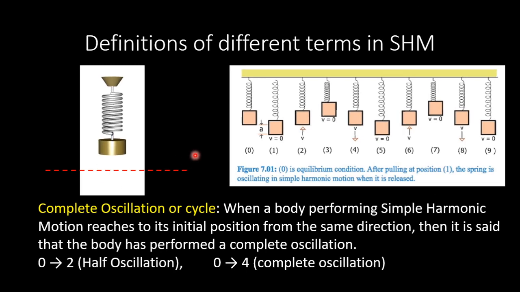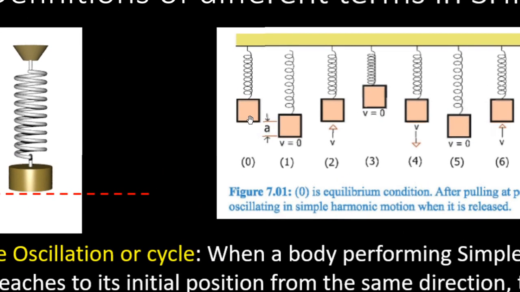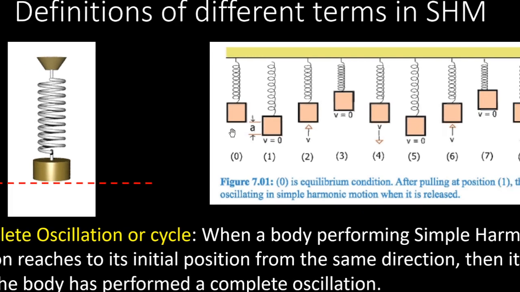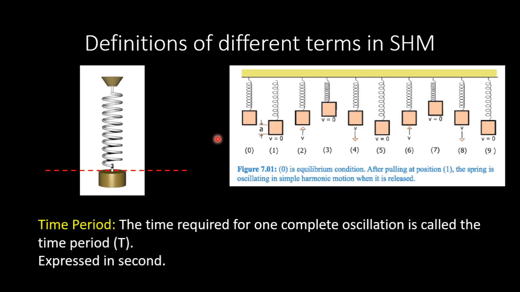If we observe this figure, we see that the cycle starts from 0 and ends at 4. So starting from 0 and ending at 4, there is one complete oscillation. But from 0 to 2, that is called half oscillation. Then what is called time period? The time required for one complete oscillation is called the time period T. So the amount of time required to go from position 0 to position 4 is called the time period, that is expressed in seconds.